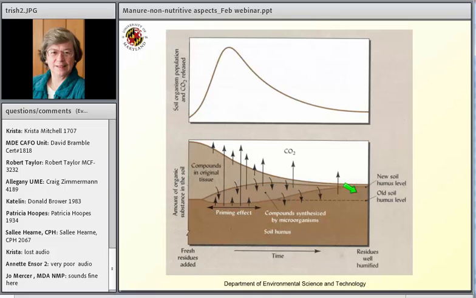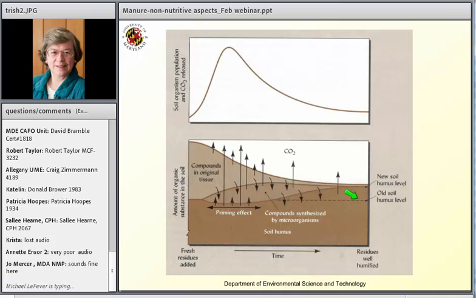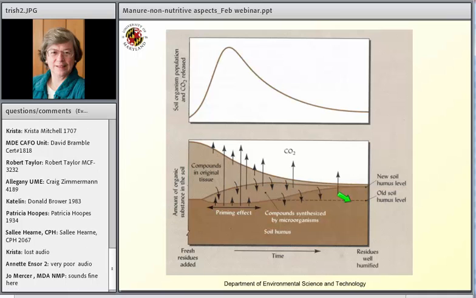If you put in a very labile, highly digestible material like a fresh manure or a cover crop that has a narrow carbon-nitrogen ratio, you're not going to see much of an increase in humus for a substantial amount of time, perhaps many, many years. Whereas if you add crop residue or a more mature crop that has more structural carbohydrates in it, you're going to get more of an increase in humus.